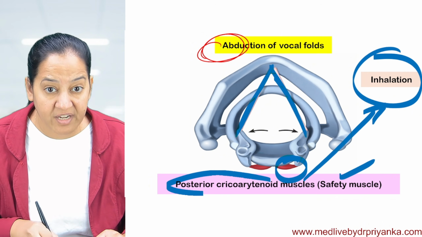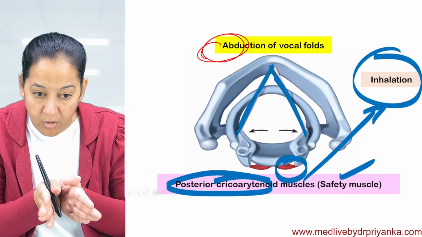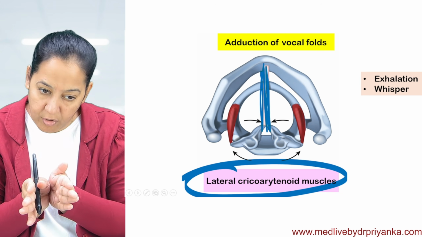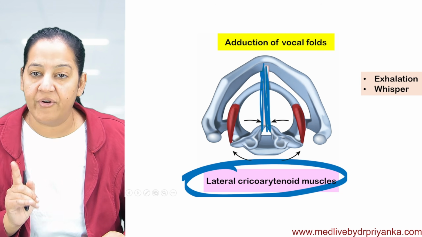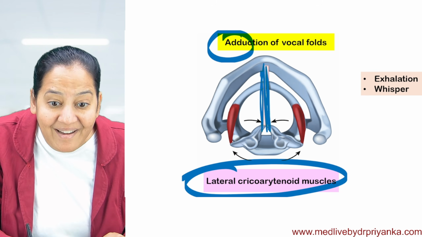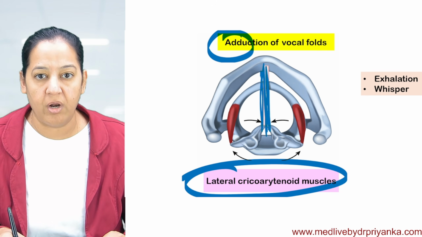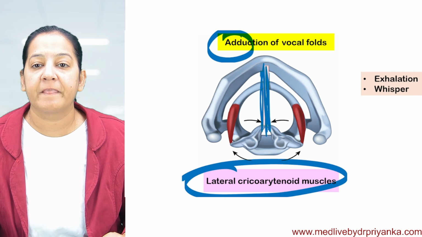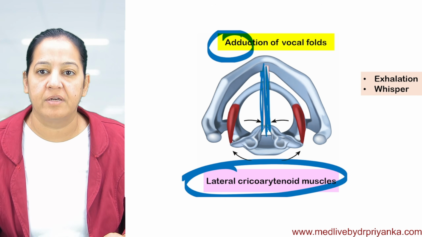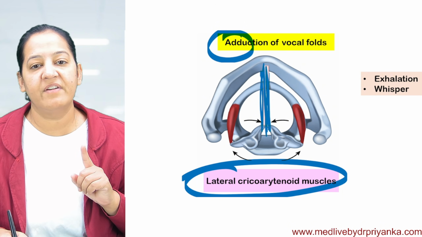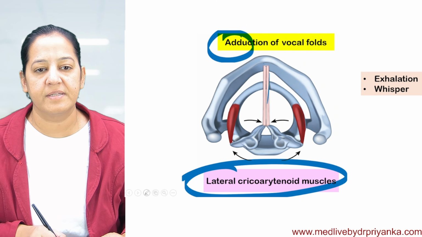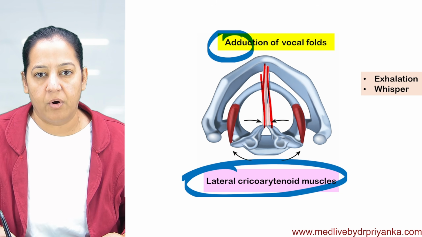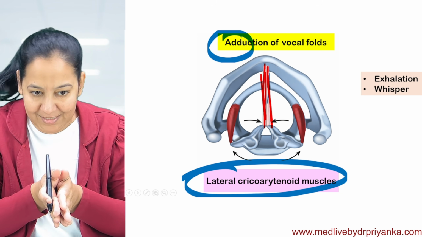Okay, the posterior cricoarytenoid takes the vocal cords away from each other, and the lateral cricoarytenoid takes the vocal cords close to each other. Okay, the lateral cricoarytenoid is the main adductor, and we need the vocal cords in adducted position, close to each other, during whisper. Okay, we need the action during whisper. Now you can see where the vocal cords are. Can you highlight the vocal cords in this image? I will explain something over here. You can see this is a vocal cord, this is a vocal cord. Since they come closer, the space is obliterated.